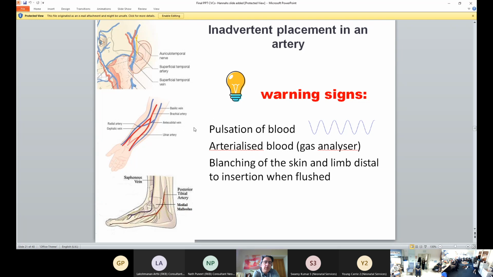How do you know that you have gone through an artery? There is pulsation of the blood. If you raise the line like this, you will see the pulsation of the blood. Blood gases, looking at the PO2, because the PO2 will be higher in the arterial blood, and blanching of the skin and limb distal to the artery. So all these will tell you that there is a risk that you have gone through an artery.